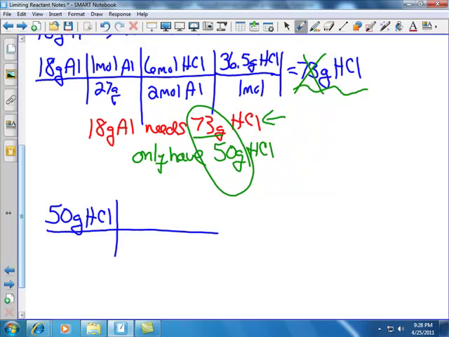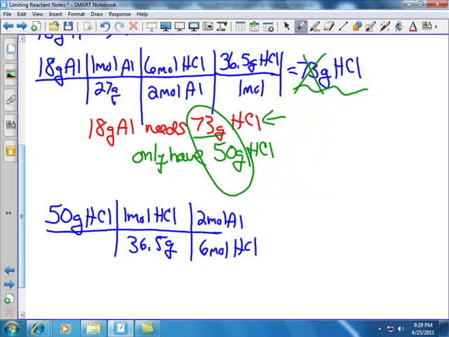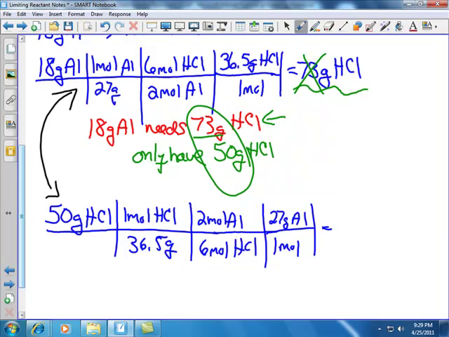The nice thing is, once you've done this once, you actually have all of your numbers because they're just going to flip-flop from above. So I need to change my HCl into moles, so 36.5 grams. Mole ratio now is 2 moles of aluminum to 6 moles of HCl, and then it's going to be 27 grams of aluminum to 1 mole. If I just stop here for a second, if you look at these two setups, they're just opposite of each other. That's all they are.